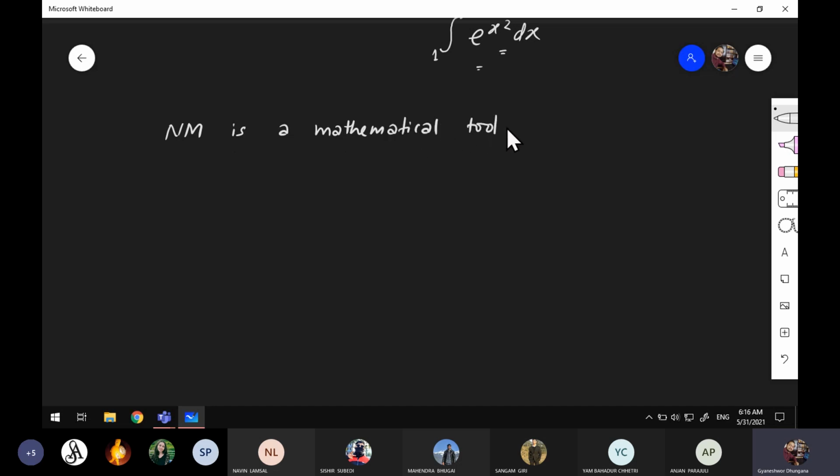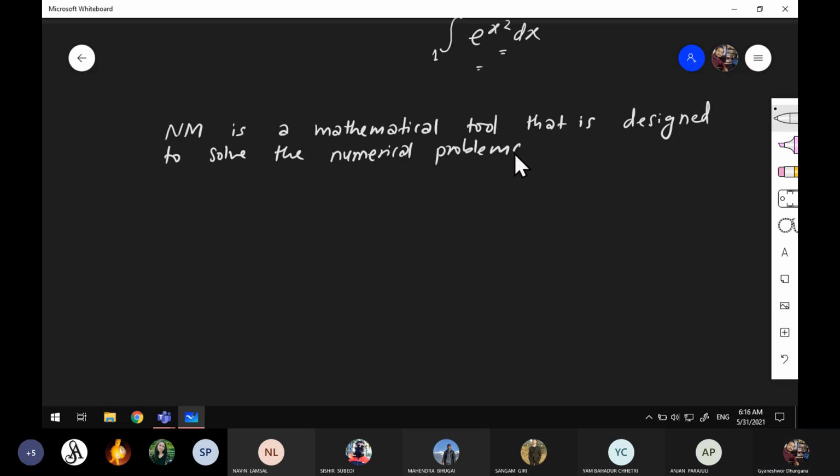A mathematical tool that is designed to solve the numerical problems. Okay, so in the numerical problems, I already told you, here by numerical problems I mean the specific problems that don't involve any dummy parameters. In such cases we can use the numerical method.